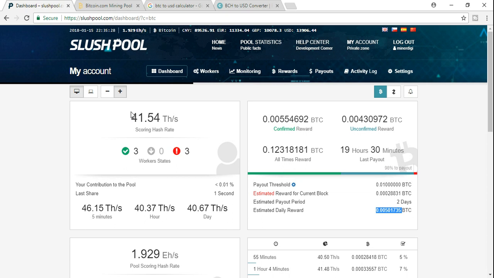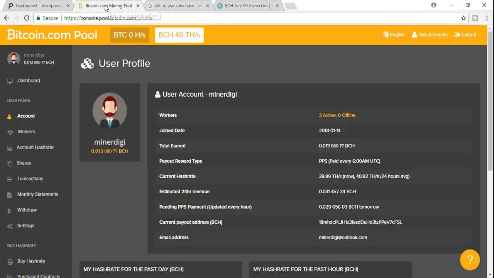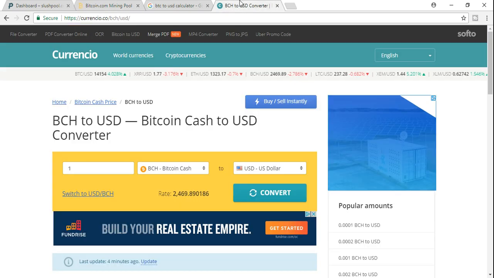You know, we want to get an exact amount here. So we see that right now, as it stands, at 69.68 is what we're making per day mining with Slush Pool for Bitcoin. Now let's go back to the Bitcoin Cash, and you see right here 40 terahash. So we're a little bit slower, but sometimes, guys, I even see this thing pop up to 50. Let's look at our estimated 24-hour revenue, and let's go ahead and convert this.